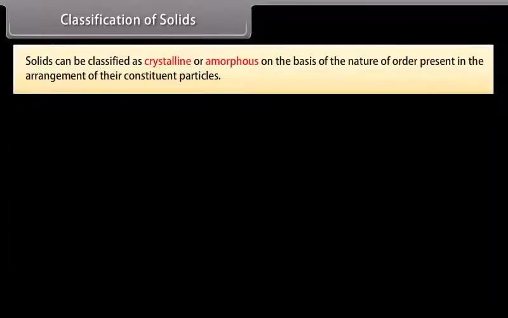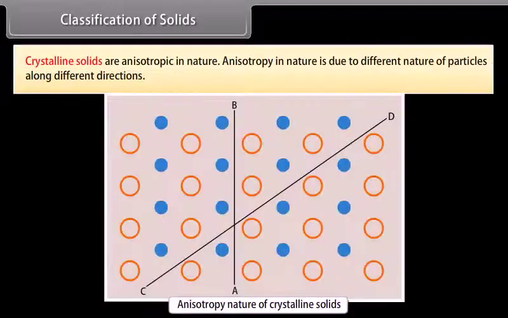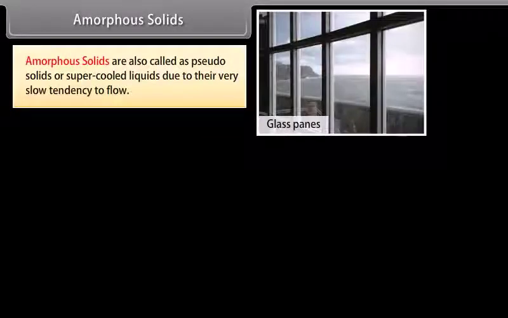Classification of solids. Solids can be classified as crystalline or amorphous on the basis of the nature of order present in the arrangement of their constituent particles. Crystalline solids are anisotropic in nature. Anisotropy is due to the different nature of particles along different directions. Amorphous solids are also called pseudosolids or supercooled liquids due to their very slow tendency to flow.